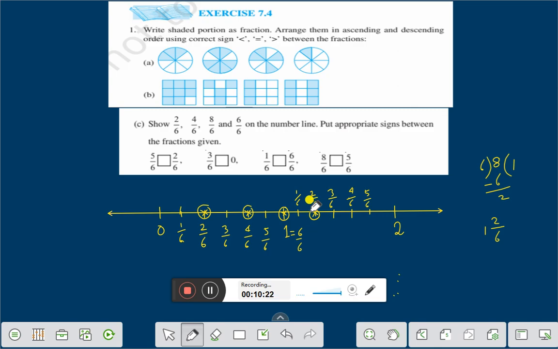Now we will find the appropriate signs between the fractions given below, that is 5 by 6 and 2 by 6. Here you see it is 2 by 6 and it is 5 by 6. 5 by 6 is on the right side of 2 by 6. Therefore 5 by 6 is actually greater, right? Right side means it is increasing. Here 0, 1, 2, this is increasing on this side. On the right side it is increasing, and on the left side it is decreasing.